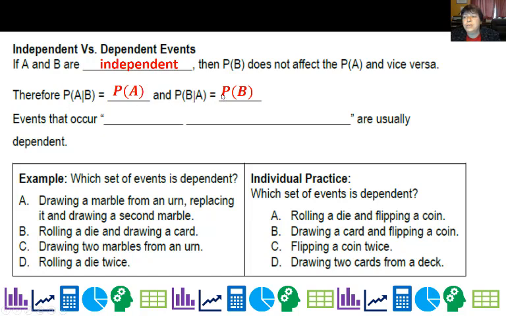Now, this is true when they're independent, but events that occur without replacement, when we keep something out, we're changing the probabilities. Those are typically dependent. So you were expected to know how to tell the difference between independent and dependent events.